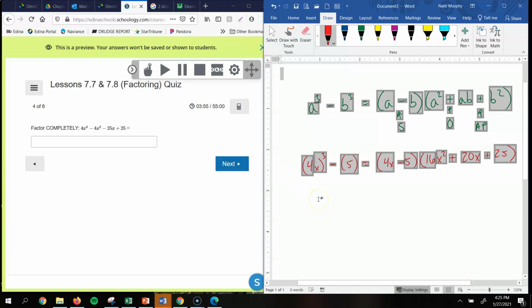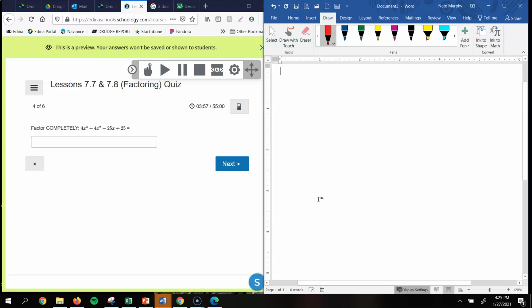All right, so this is one of them from the very last section where we have 4 terms. So we're going to group those together. So we would have 4x cubed minus 4x squared. We're going to group the first two together. Then I'm going to leave a little bit of a gap there. And then we'll have minus 25x plus 25.